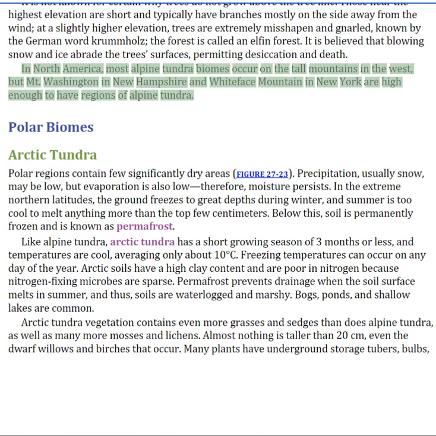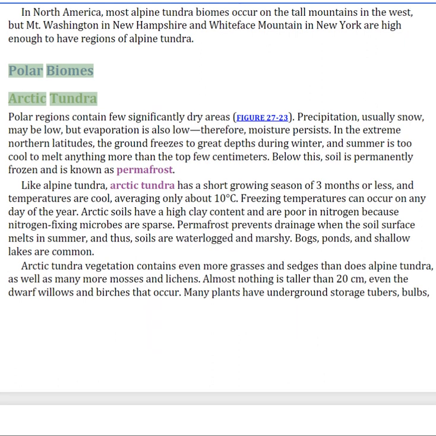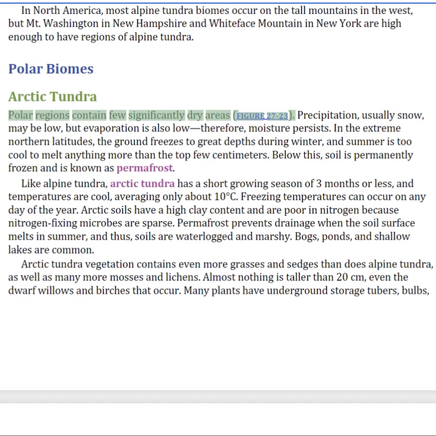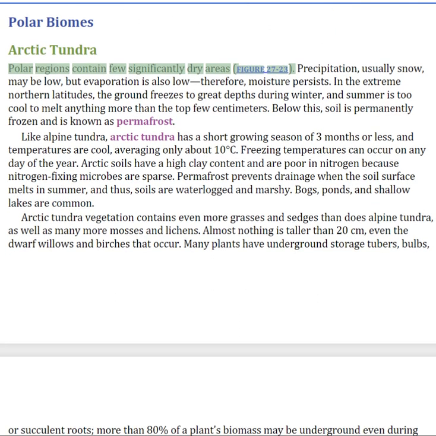In North America, most alpine tundra biomes occur on the tall mountains in the west. But Mount Washington in New Hampshire and Whiteface Mountain in New York are high enough to have regions of alpine tundra. Polar biomes: Arctic tundra. Polar regions contain few significantly dry areas.